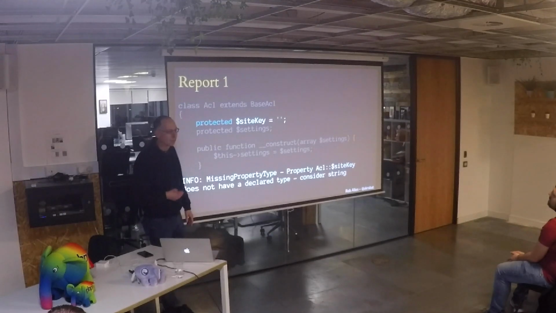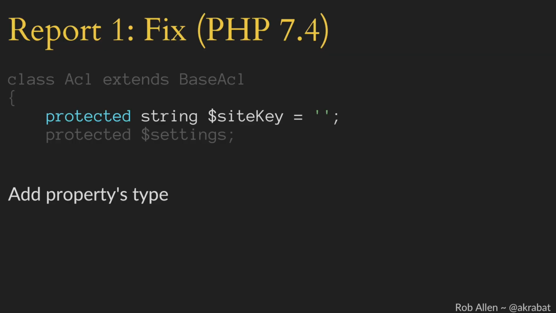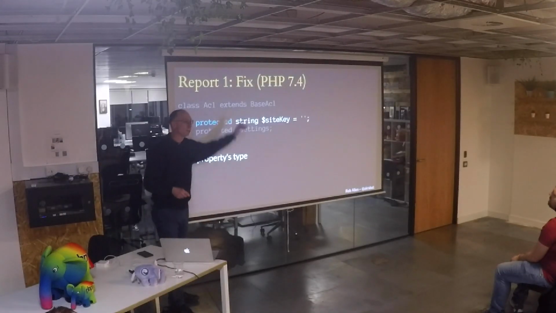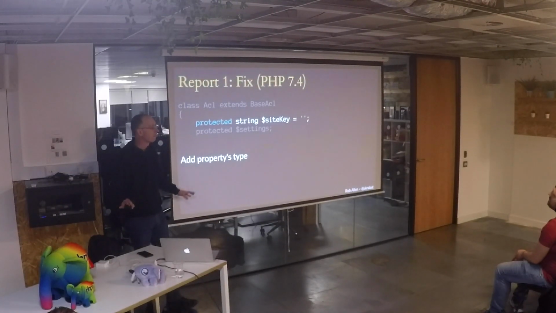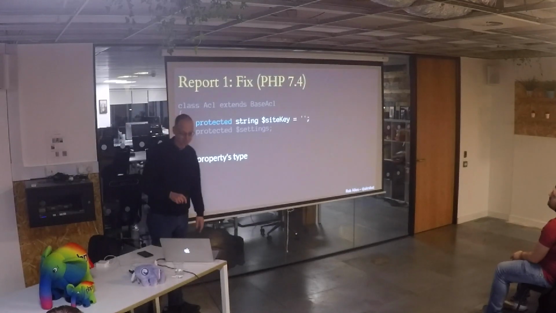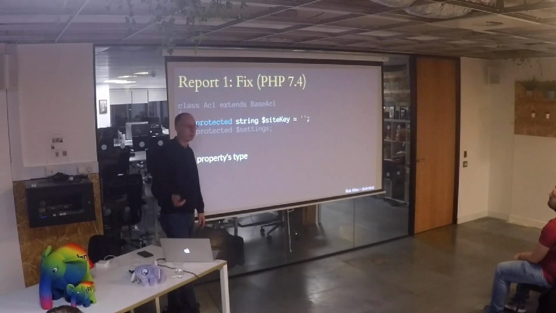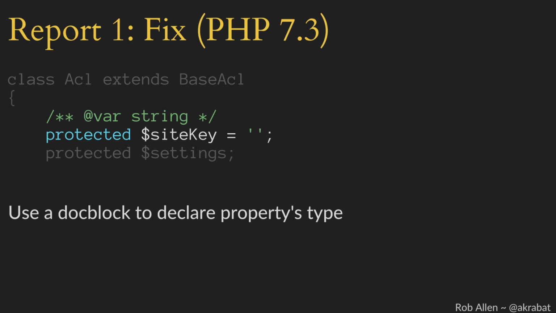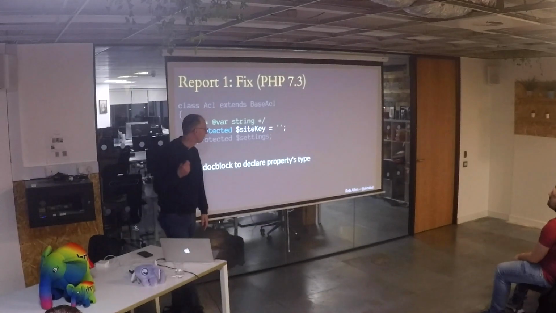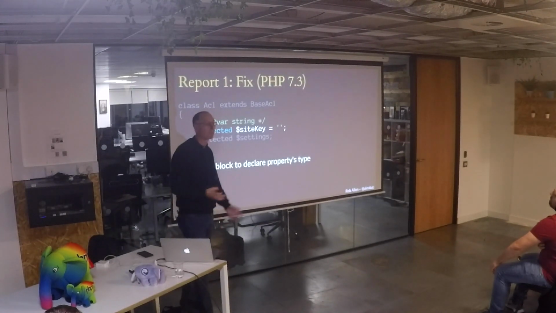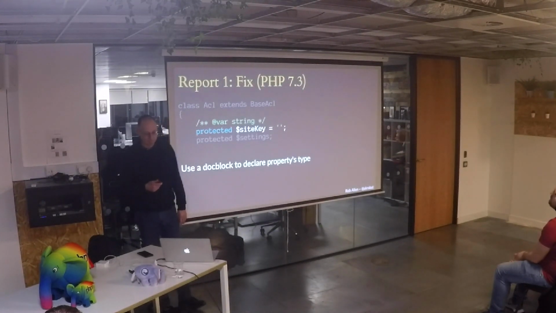Don't rely on luck. So we'll go fix it in PHP 7.4 because we're all going to go to PHP 7.4 by just writing the word string there and all is good. Problem solved. If you're not on PHP 7.4 yet, and I can't imagine why that would be the case, put in a DocBlock. And again, Psalm will now know this is always a string. Easy.